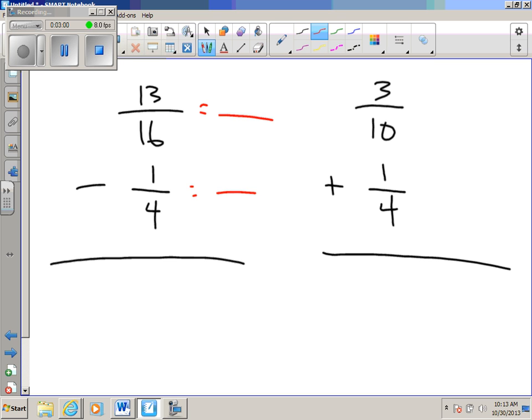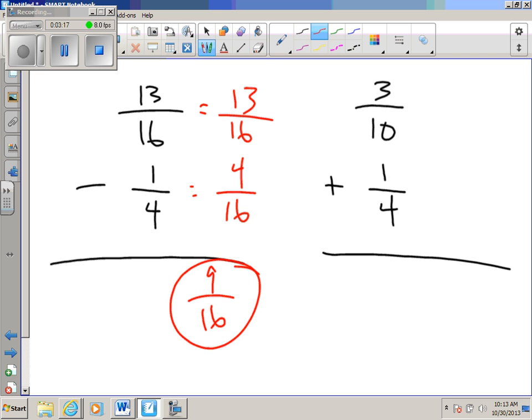For 16 and 4, look at the 16. Does 16 work for 4? So that'll be the same. 4 times 4 is 16. 1 times 4 is 4. 13 minus 4. 9/16. Is it in simplest form? Yes, it is.